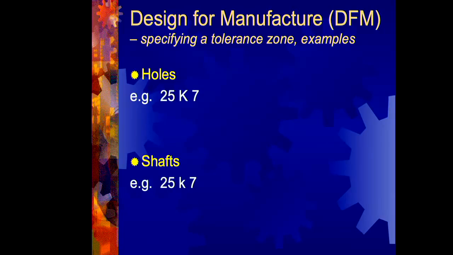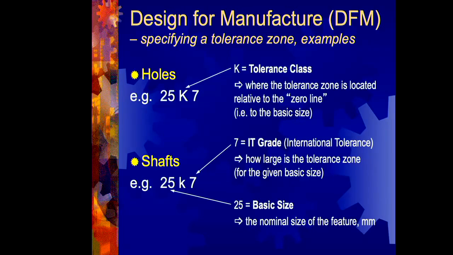In the engineering world, when we're specifying a tolerance zone, this is the shorthand we use. Now, it's not literally 25K7. That top capital K and lowercase k corresponds to a hole and a shaft with a whole heap of stuff associated with it. 25 millimetres, I'll go from the bottom, is the basic size, as I've been talking about. It's the nominal size of a feature, and normally in millimetres.